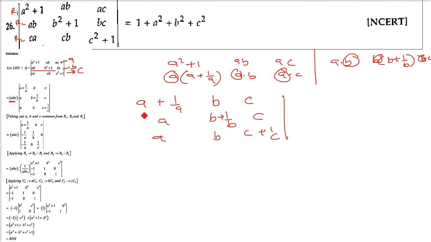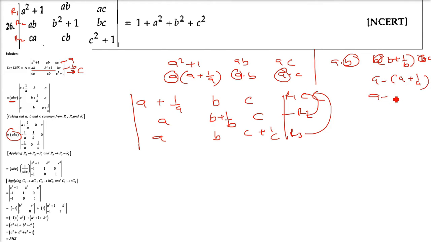Okay. So abc was already there because we have taken a, b, c from first row, second row, third row. What we'll do is, row 2 will change to row 2 minus row 1, row 3 will change to row 3 minus row 1. So a minus 1 by a minus a plus 1 by a will be a minus a is 0 and then minus 1 by a. So this is minus 1 by a, and b plus 1 by b minus b will be 1 by b. First row will remain same, a plus 1 by a, b and c.